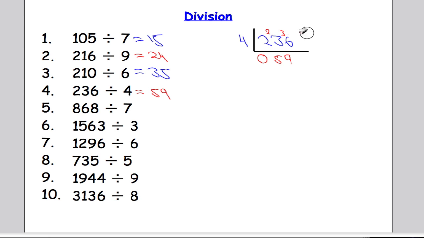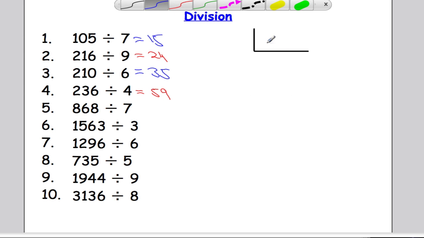And last example of this bunch, 868 divided by 7. So how many times does 7 fit into 8? It goes in once, leaving a remainder of 1. So I carry that remainder over. How many times does 7 fit into 16?